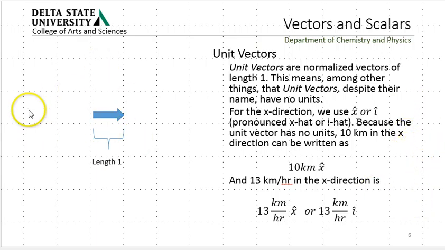A unit vector has no unit, so we can use it for anything, right? 10 kilometers in the x direction is 10 kilometers x hat. 13 kilometers per hour in the x direction is 13 kilometers per hour x hat, or 13 kilometers per hour i hat. And this is not a lab, it's in our lab book, we will be doing some extra vector work in lab this week.